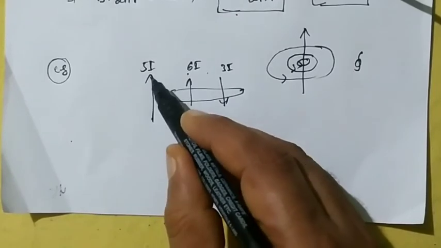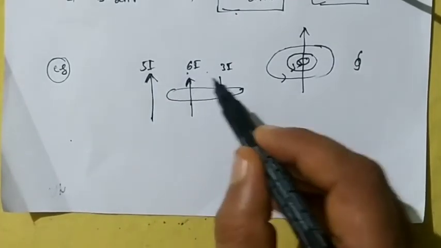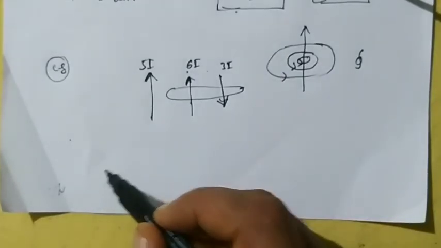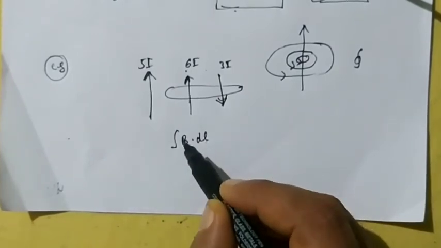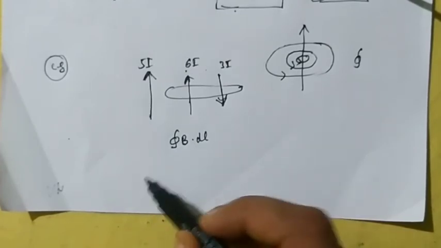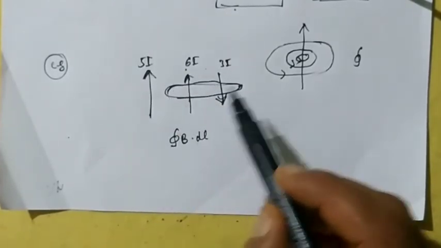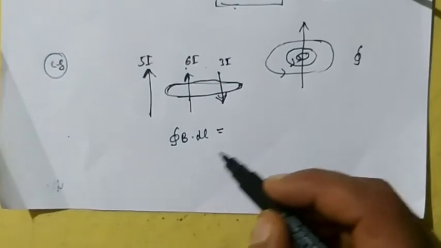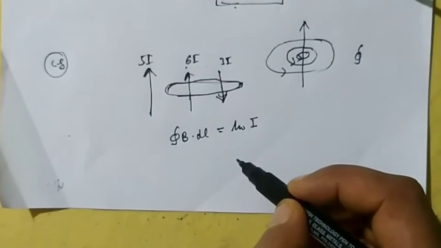Let us do this example. Suppose I have 3 current lines which are passing along these directions, and I want to find the line integral of a magnetic field around this closed loop. So this is our closed loop. Then what should be the value of this? If I use Ampere's law, the line integral of a magnetic field is nothing but mu naught times the total current threading the loop.